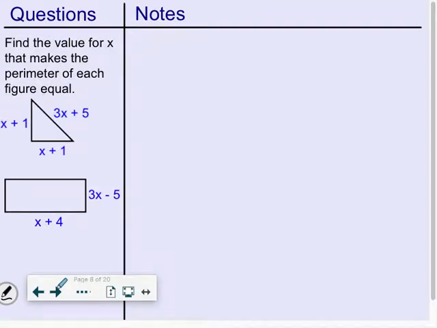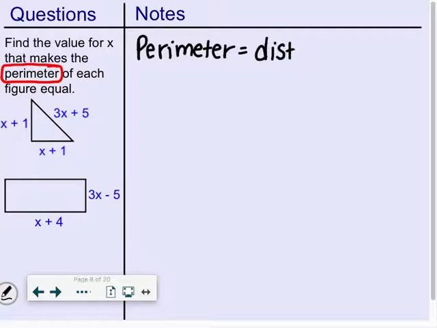Our last example says find the value for x that makes the perimeter of each figure equal. And we have a triangle and a rectangle. Well, the key word here is perimeter. So hopefully you remember that perimeter is the distance around. So the distance around a figure.